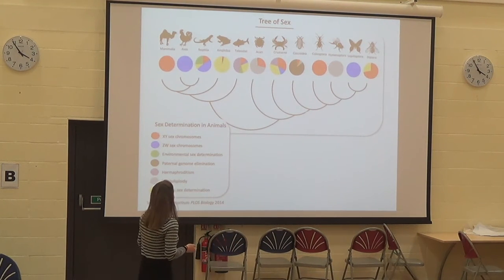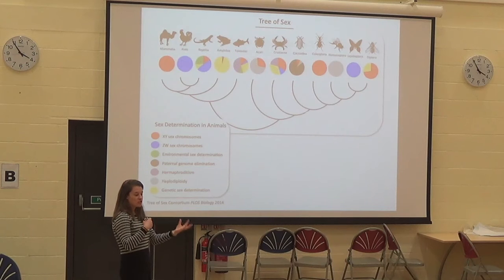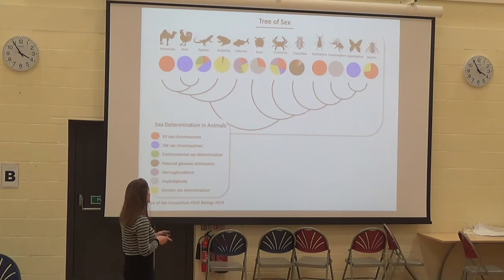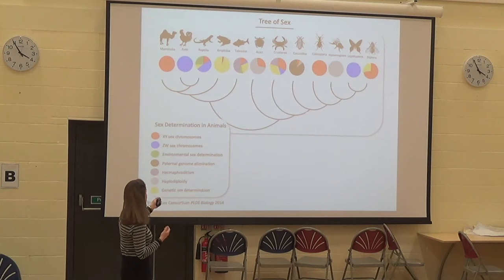And so you're probably most familiar with genetic sex determination as a mechanism, where essentially there are genes on sex chromosomes that determine what sex an individual will develop into. So that would be XY sex chromosomes, or ZW sex chromosomes, which I don't know if some of you have heard of, where it's the reverse to XY, so males are ZZ, females are ZW, but it's again the presence of a gene that determines whether you develop into a male or a female. That's genetic sex determination, in yellow.